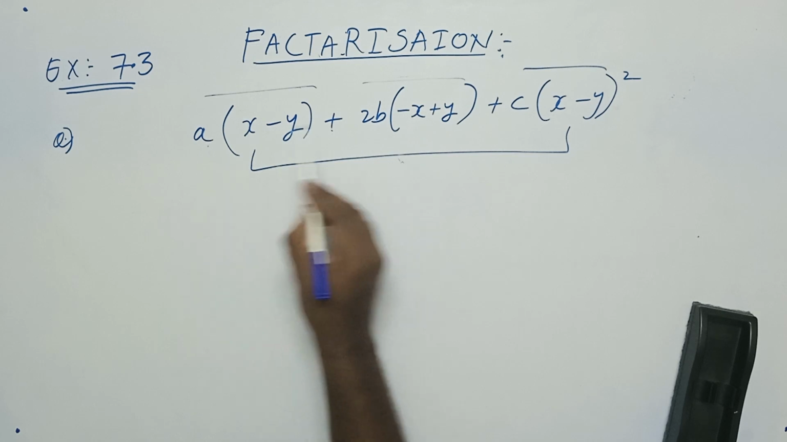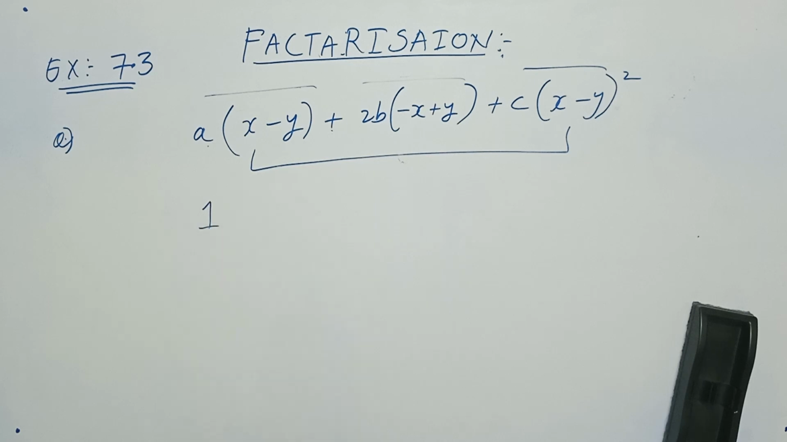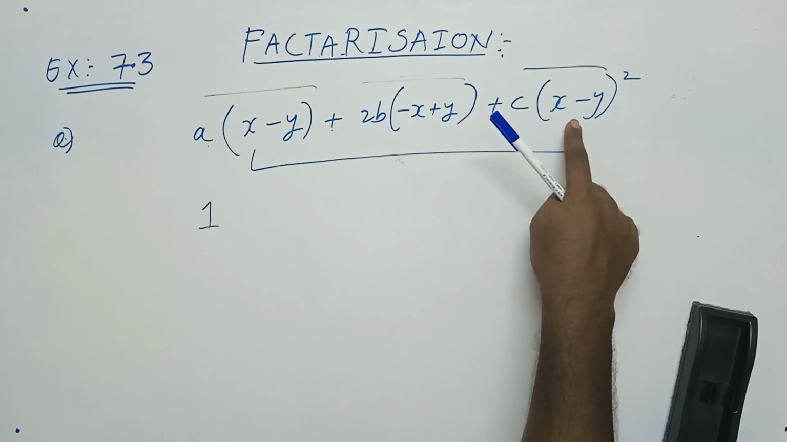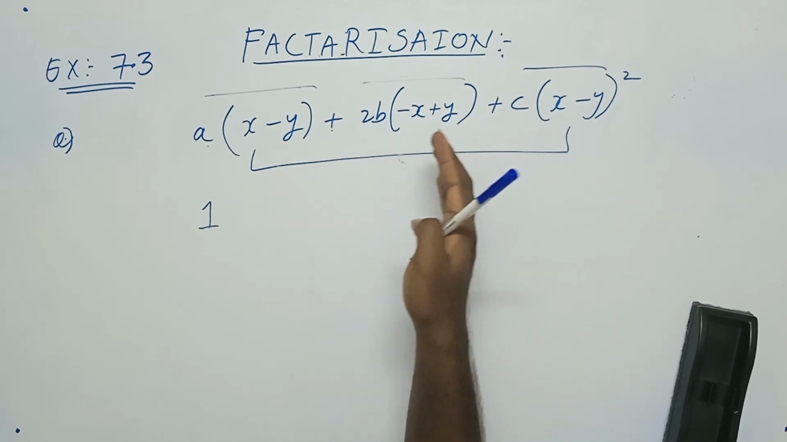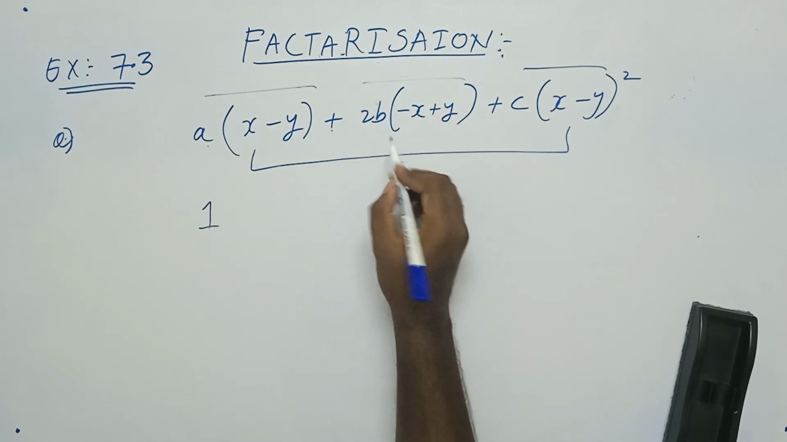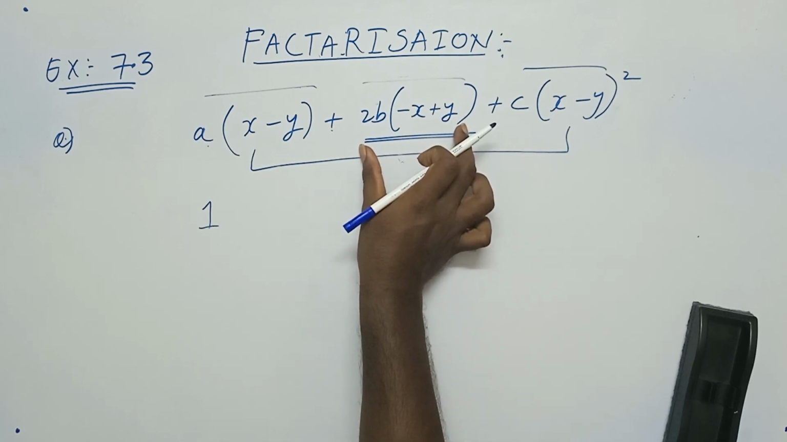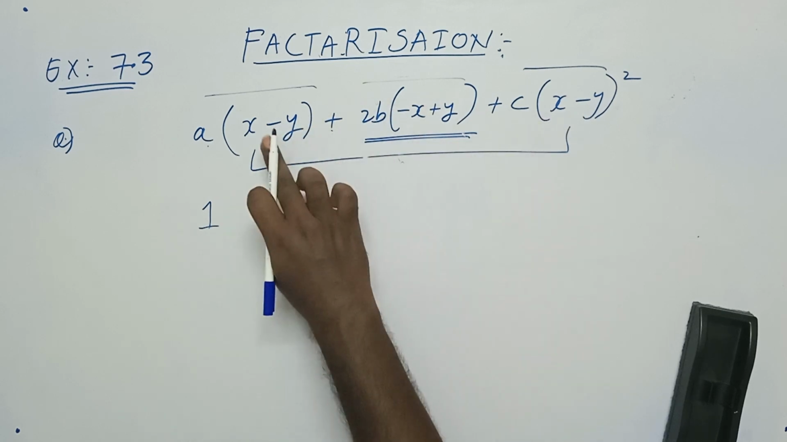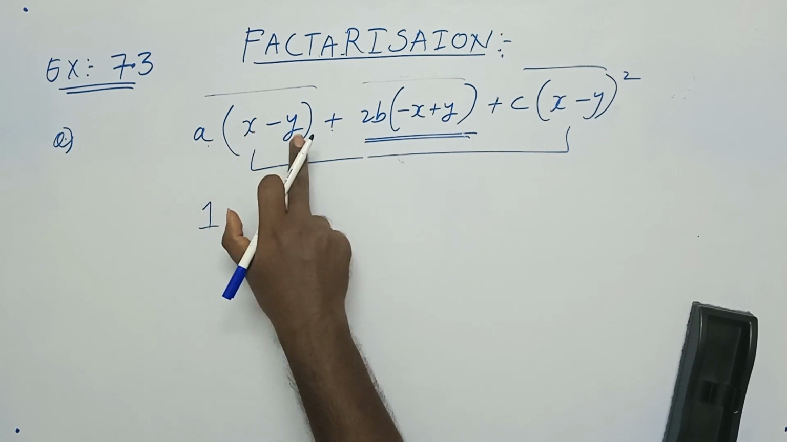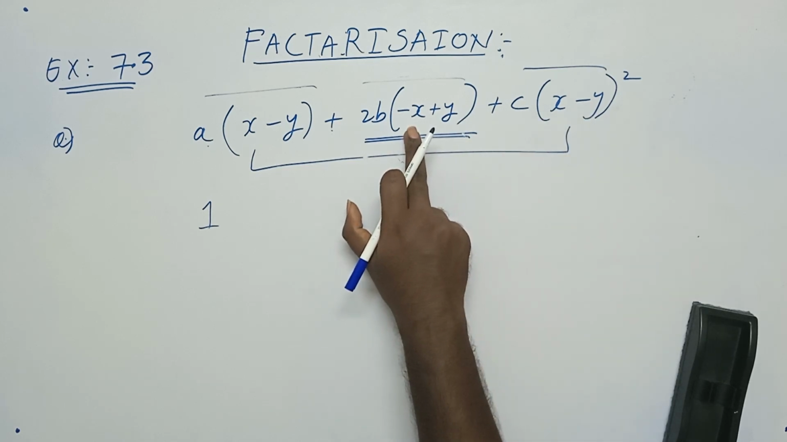So if you consider a, 2b, c, what is the HCF of a, 2b and c? 1 is the HCF. So here you have (x − y), (−x + y), (x − y)². That means there we can take x and y as common. But if you observe in this term, you have −x + y. So this term is partially different from the rest of the terms, (x − y), because in this term x is positive and y is negative, but in this term x is negative and y is positive.